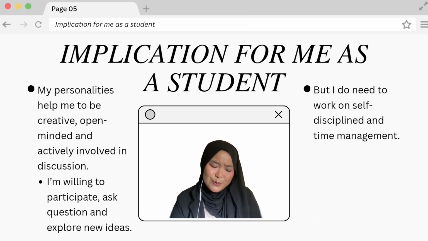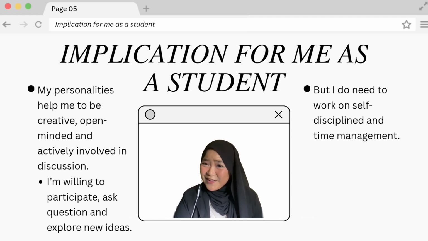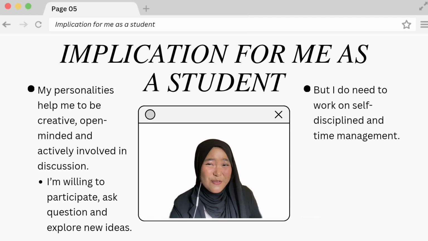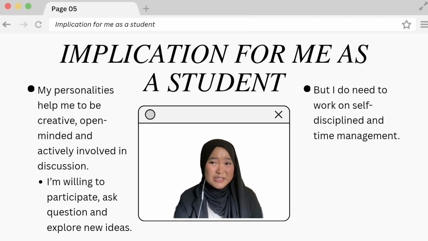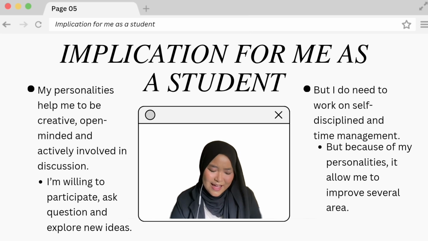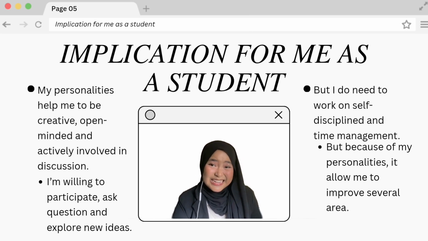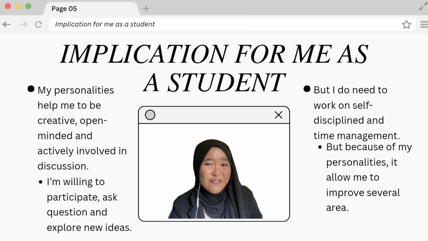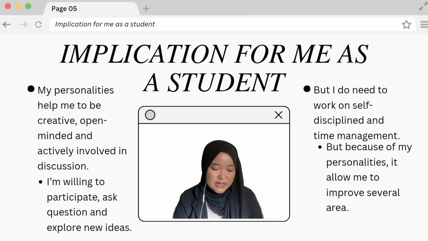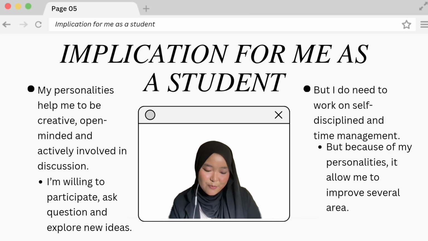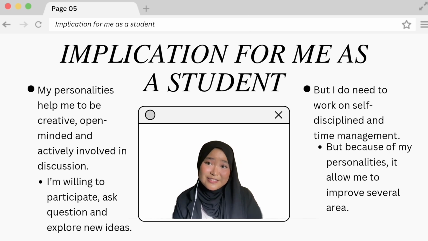Being someone who loves flexible time, it is quite hard for me to have good time management. But my personality allows me to consciously improve areas such as planning and completing tasks on time.